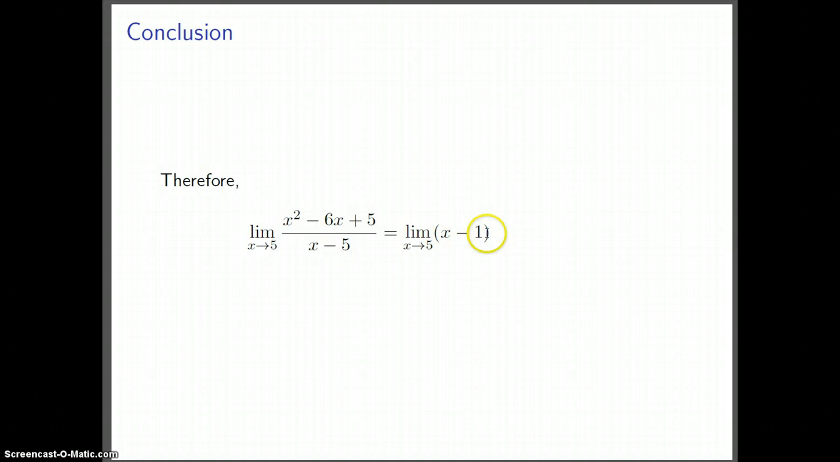And this limit we can compute because the function that we're taking the limit of is a polynomial. So we use the direct substitution property, which means just take the formula and replace each x with that a value, which is 5 here. So x minus 1 turns into 5 minus 1, and we get 4.